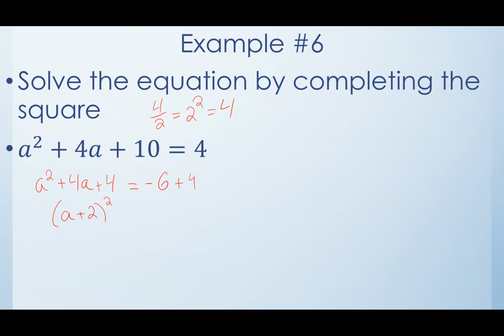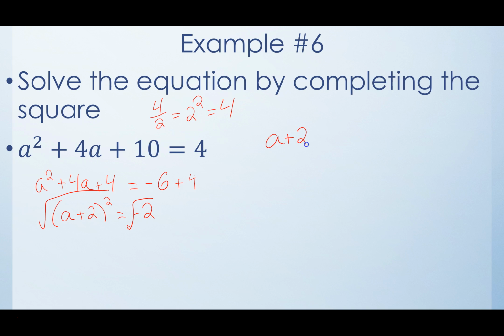And again, always remember it's just simply the sign of the middle. That's why it's plus there. And then whatever we got after we divided or before we squared, that's what's going there. Equals negative 2.